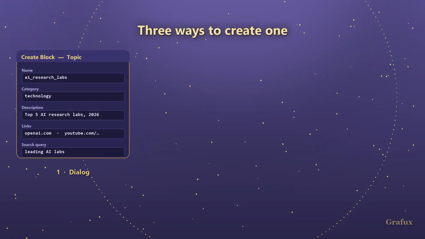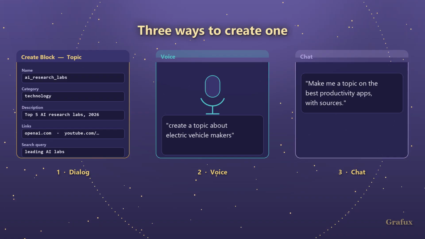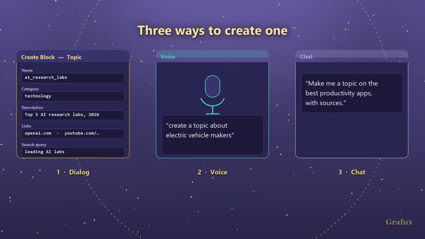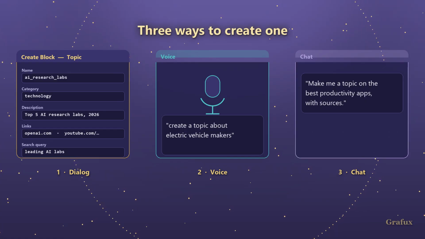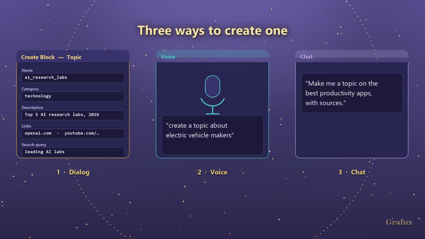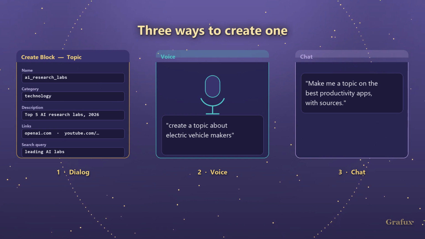Here's the best part. Creating one takes seconds, and Grafux gives you 3 ways to do it, so you can work however you like. Option 1. Open the block dialog. Type a name, choose a category to keep things organized, drop in a description, or paste a few website and YouTube links, add a search query if you want, and hit generate.